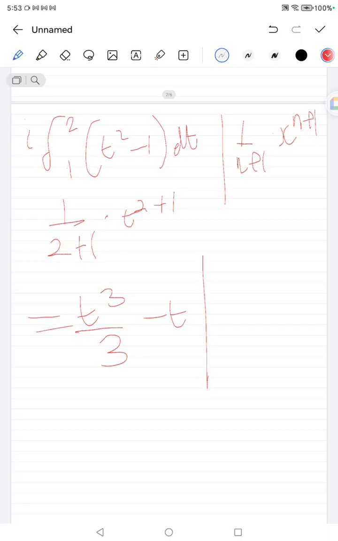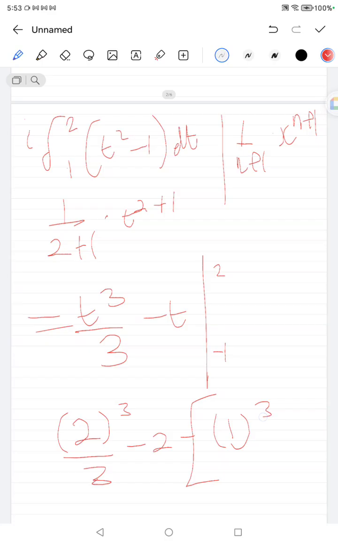But now you must remember you have to evaluate between 2 and minus 1. So you're going to have 2 cubed over 3 minus 2, minus, then you have 1 cubed over 3 minus your minus 1. So you get the final answer for this. Yeah, that will be the first one, which is straightforward.